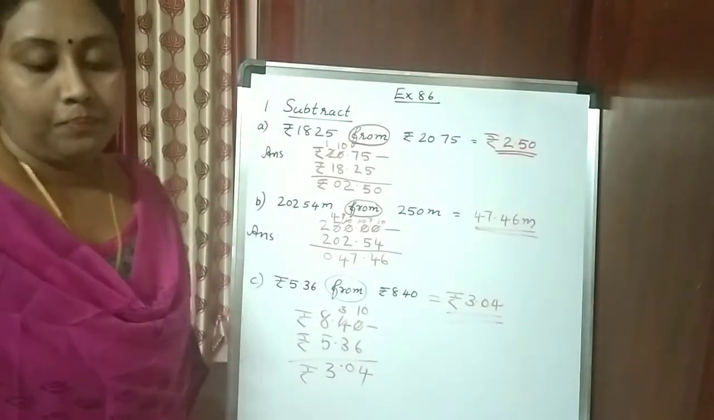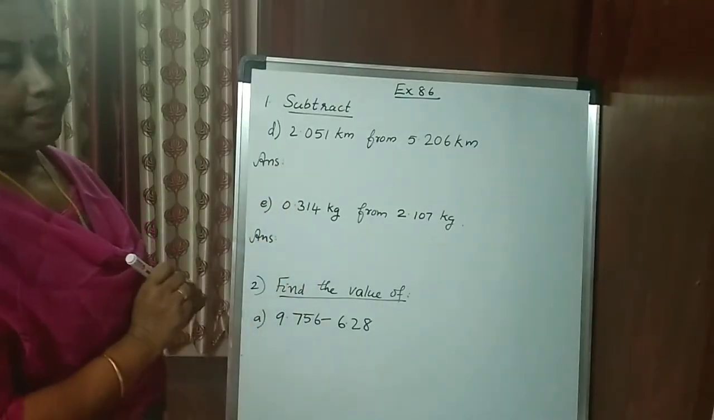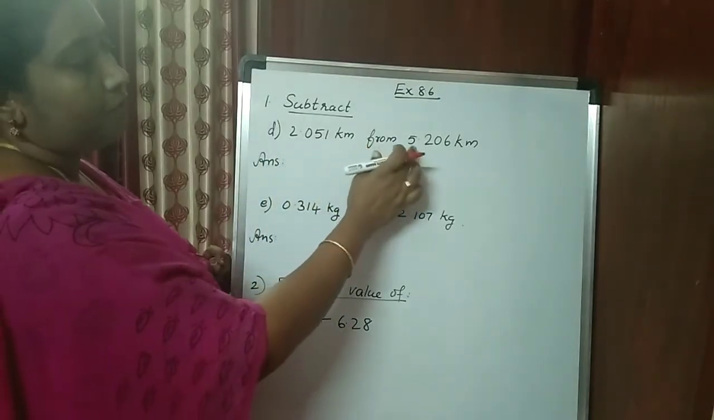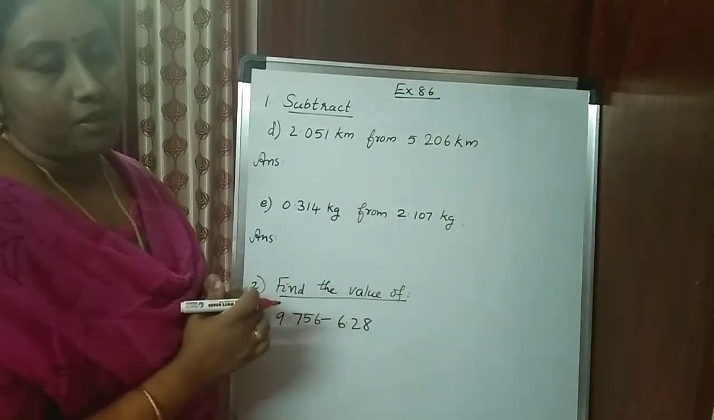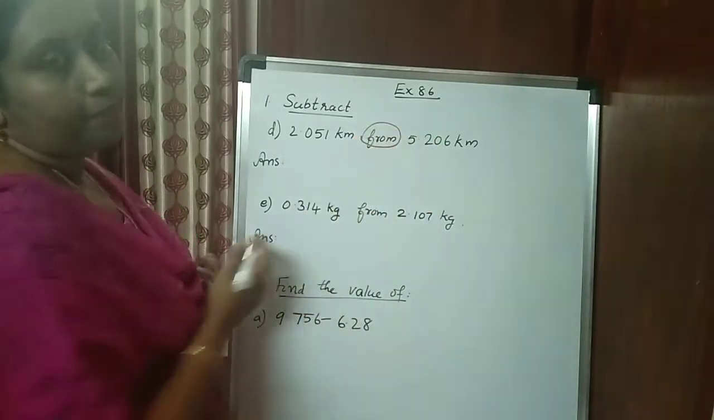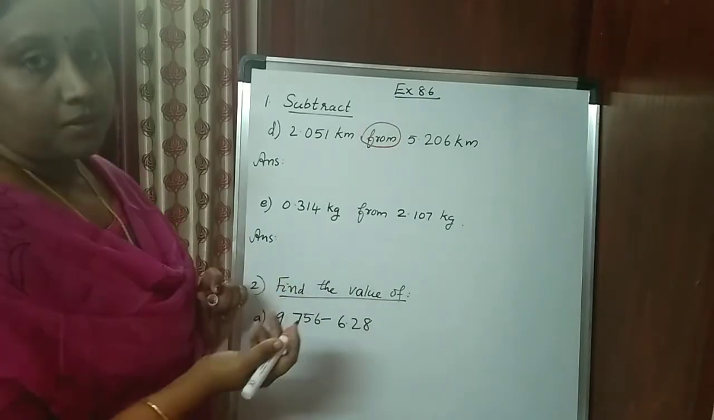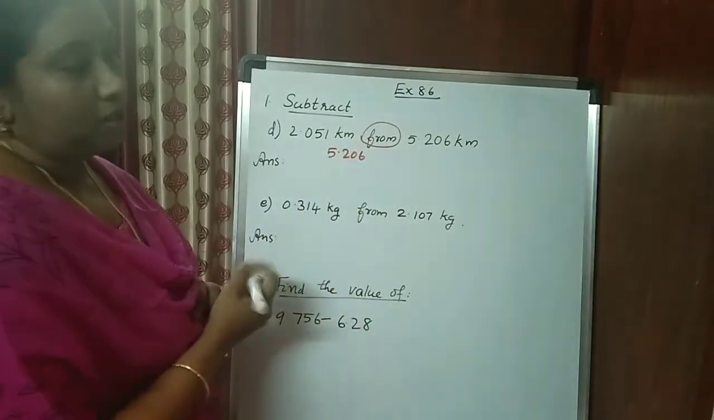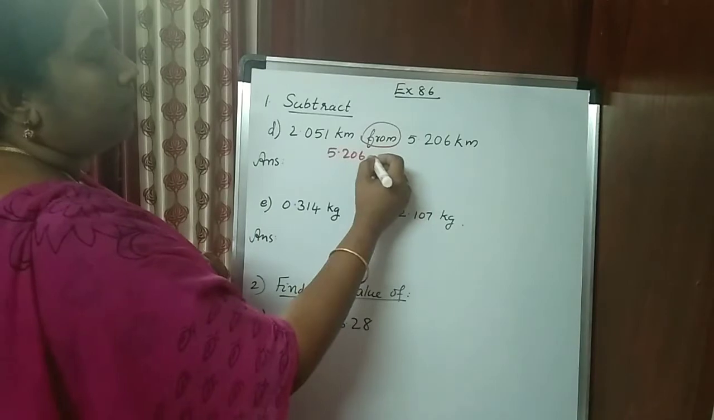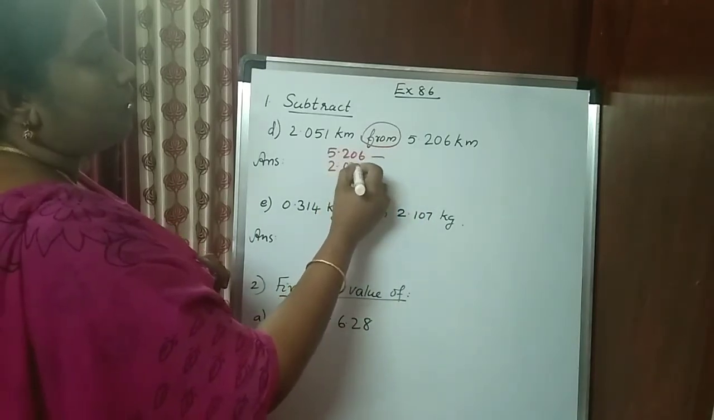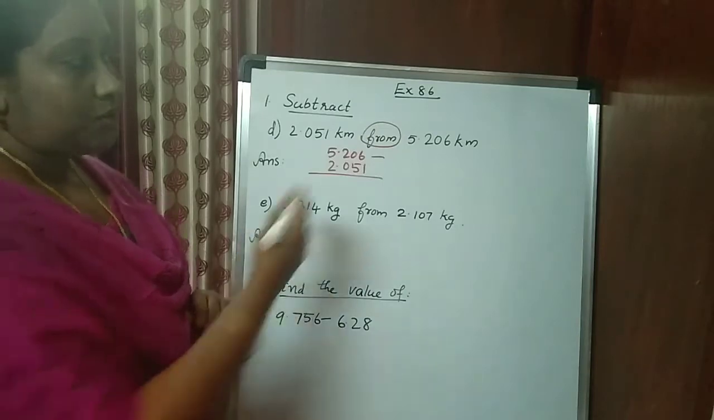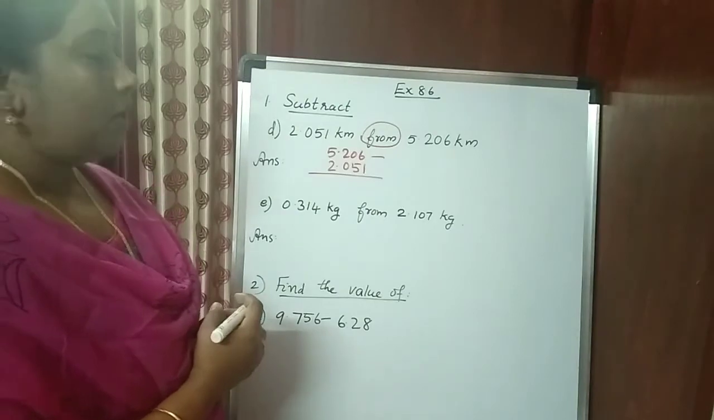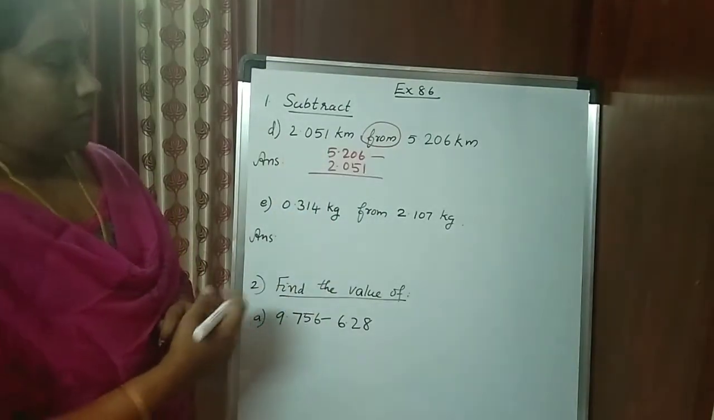Okay. Then your question number D. 2.051 kilometer from 5.206 kilometer. Here also from. So you write which number first? 5.206 kilometer. Both in the same unit, kilometer, minus 2.051. Okay. First you write the second number. Why? In this question there is one word, that is from. Then you subtract the given numbers.